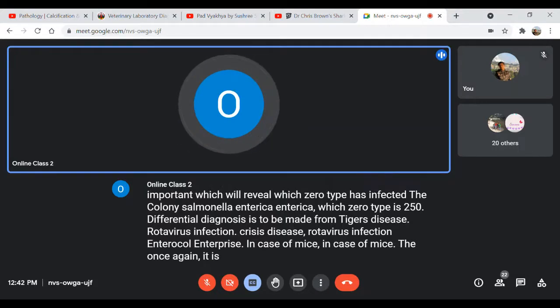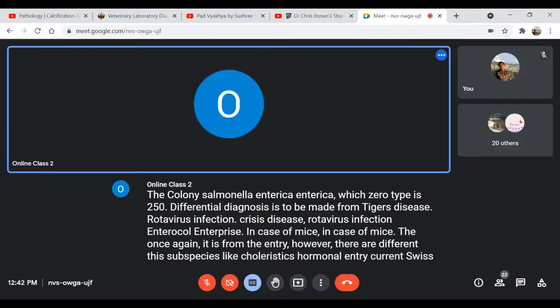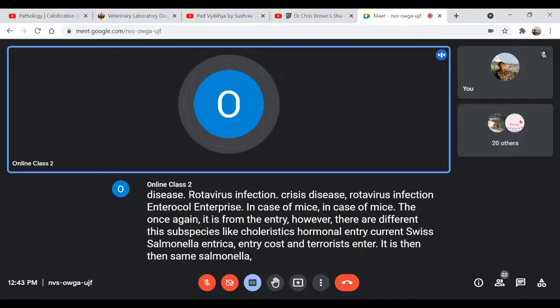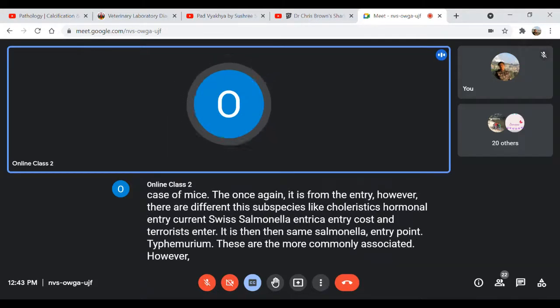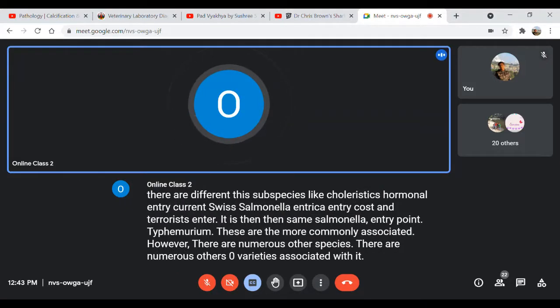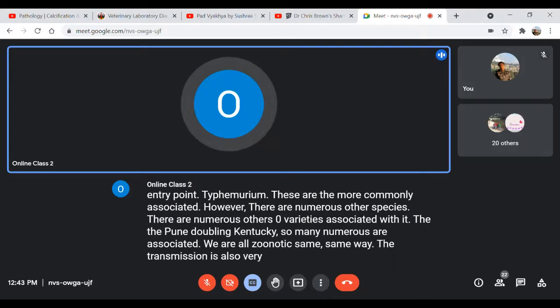once again it is Salmonella enterica. However, there are different serovars, like Salmonella enterica Choleraesuis, Salmonella enterica Enteritidis, and Salmonella enterica Typhimurium. These are the more commonly associated. However, there are numerous other serovars associated with it, like Pullorum, Dublin, Kentucky, and so many more. They are all zoonotic, and their transmission is also the same.